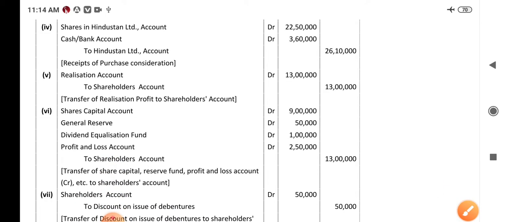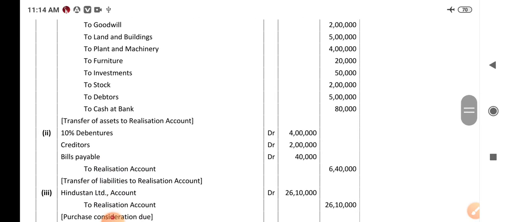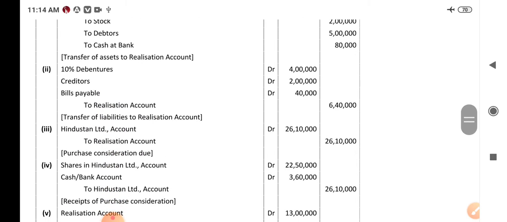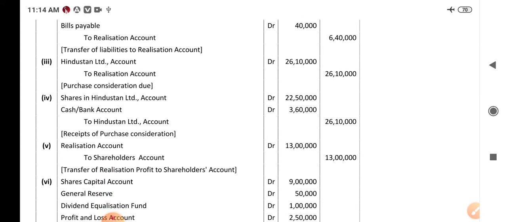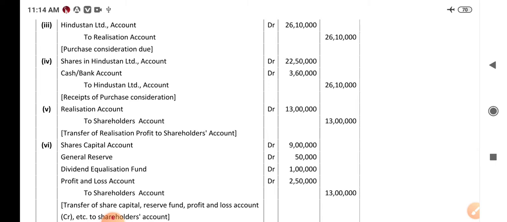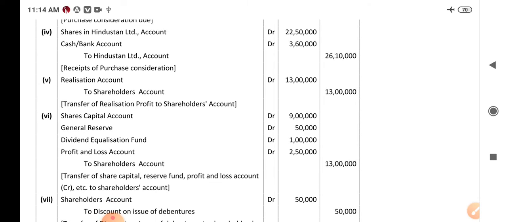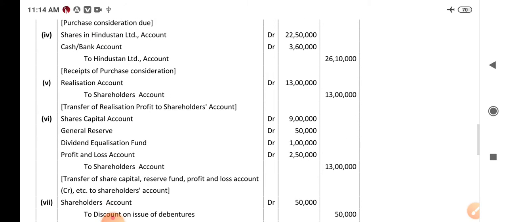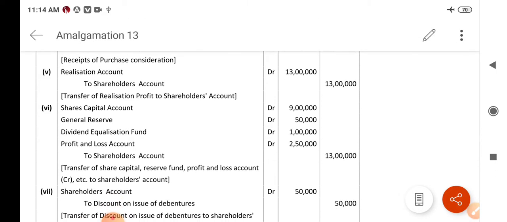Next, for the transfer of realization profit or loss to shareholders account. So just find out loss or profit. Here we have the debit balance in realization account 19,50,000, credit 6,40,000 and one more credit balance 26,10,000. No other realization balance. So here we will get the credit balance of 13 lakh. ಕ್ರೆಡಿಟ್ ಜಾಸ್ತಿ ಇದೆ, ರಿಯಲೈಸೇಷನ್ನಲ್ಲಿ ಕ್ರೆಡಿಟ್ ಬ್ಯಾಲೆನ್ಸ್ ಜಾಸ್ತಿ ಇದೆ, ಸೊ ದೇರ್ ಫೋರ್ ವಿ ವಿಲ್ ಗೆಟ್ ದ ರಿಯಲೈಸೇಷನ್ ಪ್ರಾಫಿಟ್ and that realization profit must be transferred to equity shareholders account. So realization account debtor to equity shareholders account 13 lakh.